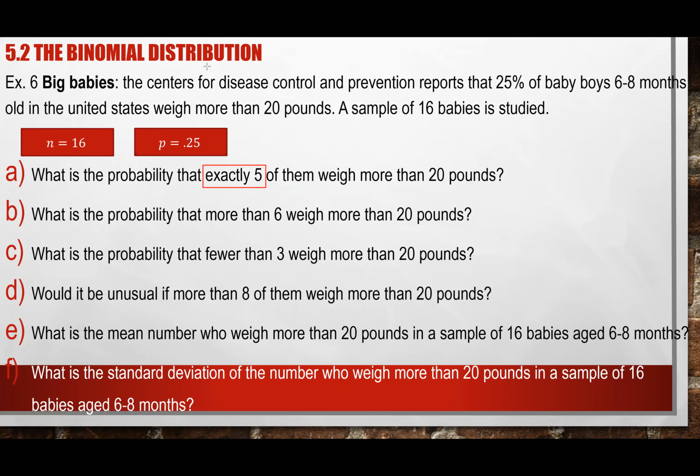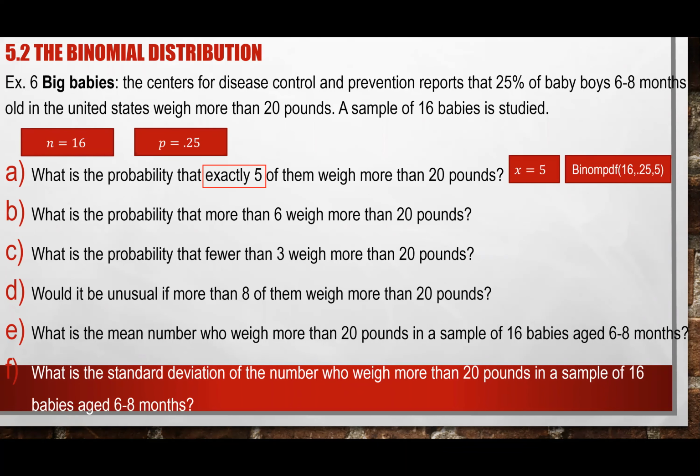And if it's a single point, do you agree that we use the PDF, right? PDF. And again, what is my X? My X is whatever that value is. Because exactly 5, my X is 5, I use the PDF, which is binomial PDF. And if I type this in correctly, the calculator will give me the correct answer, which is 0.1802.